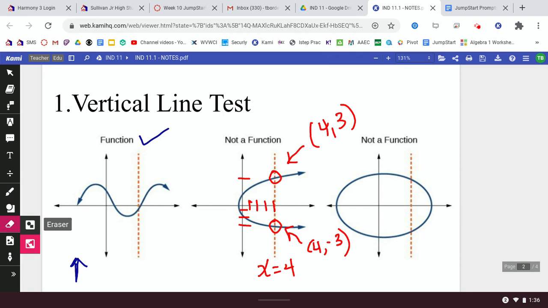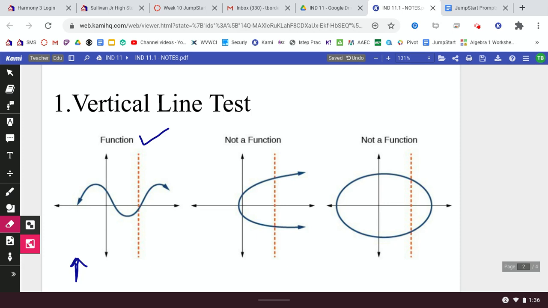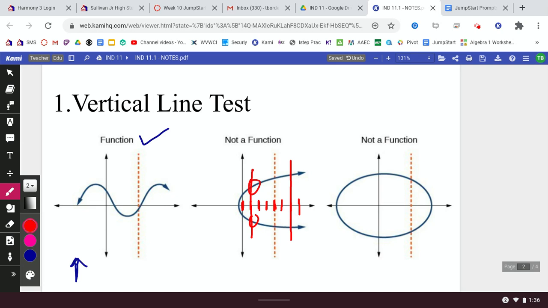Now, is the only place it fails that test at 4? Let me erase this. This one, and it only takes one failure, right? You don't have to have a bunch. It only takes one failure to fail. So this would not be a function, but you could say it was not a function at x is 0, right? At x is 1, at x is 2, at x is 3, 4, 5, 6, 7, on and on forever and ever. It fails every single time because every single time you try to draw a vertical line, it hits and it hits, right? Draw a vertical line, it hits and it hits.